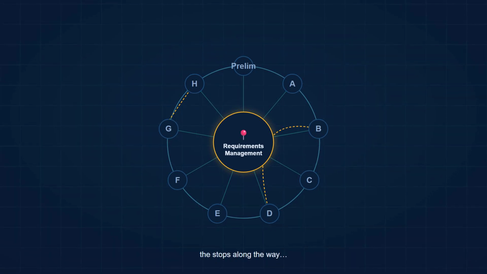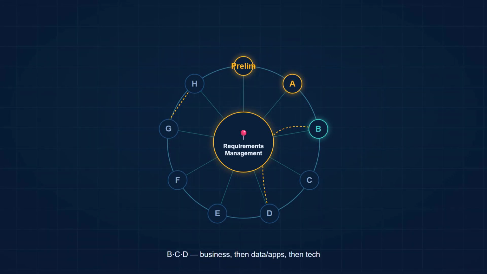So what are the stops along the way? The journey starts before you even leave the driveway with a preliminary phase, getting the team and the ground rules ready. Then the cycle proper begins. Phase A sets the vision. Where are we going and why? Phases B, C, and D define the detail. First the business, then the data and applications, then the technology underneath.